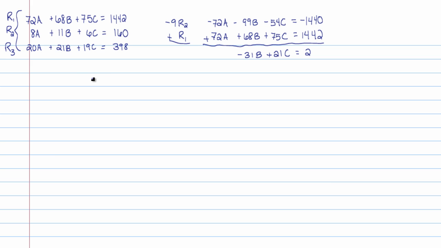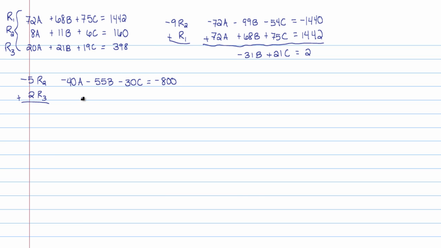So now we have to kill off a's using two different rows. I'm going to use row 2 and row 3. I'll have to manipulate both rows, actually. So what I'm going to do is do a negative 5 times row 2, so it'll be a negative 40 on the a there. And then 2 times row 3, so that's a positive 40 on the a there. And I'll add those up. So here we go. Negative 5 times row 2 will give me a negative 40a minus 55b minus 30c is equal to negative 800.